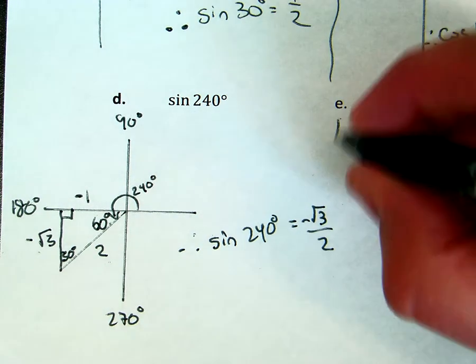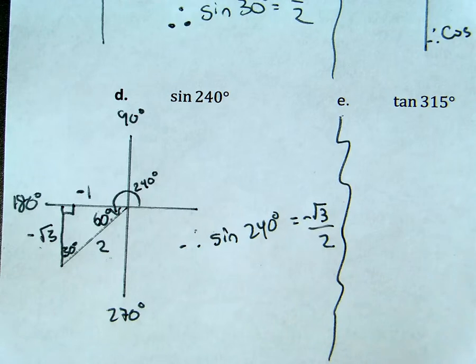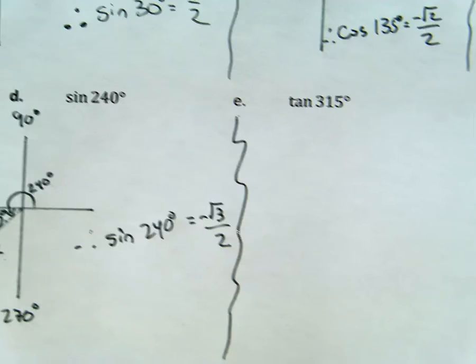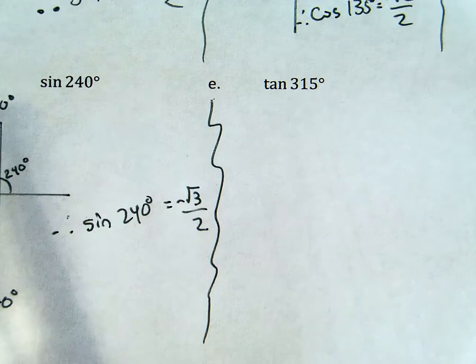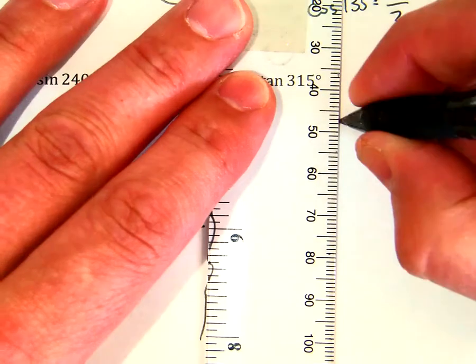I'll do another one here. Put a line here so we can tell the difference. Tan 315. Same thing, I'm going to sketch it. So try and think about what quadrant that would be in.